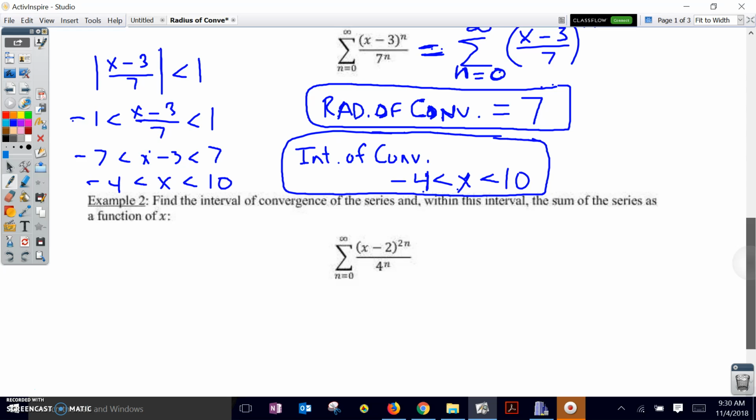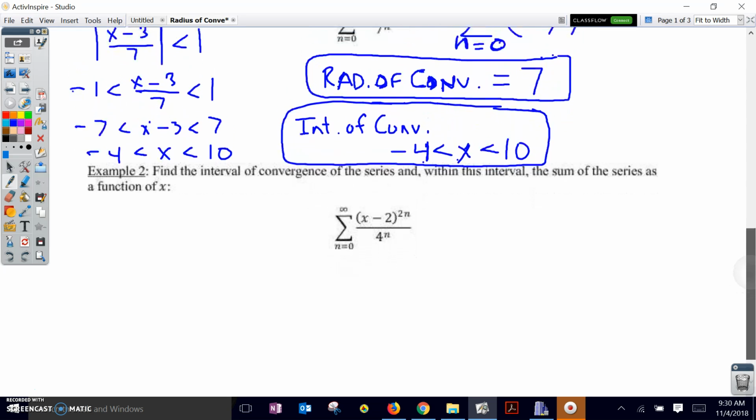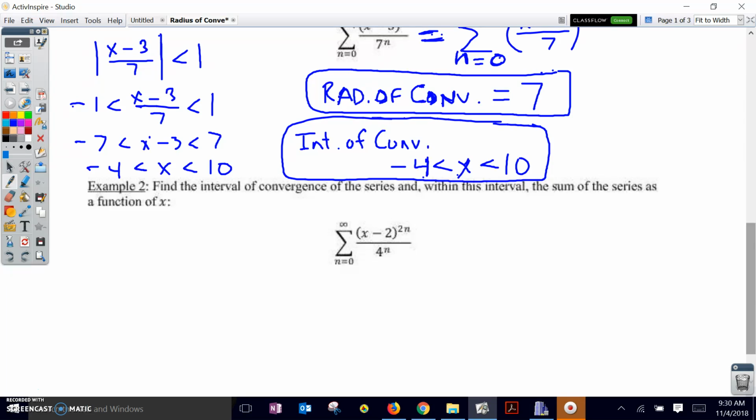Alright, let's look at example 2. Find the interval of convergence of the series, and within this interval, the sum of the series as a function of x. So this is again a geometric series, which I can rewrite to make it more apparent that it's geometric. This is the quantity (x minus 2) squared, over 4, all raised to the n power. So to find my interval of convergence, I need that r value, what's being raised to the n power. I need the absolute value of that to be less than 1.